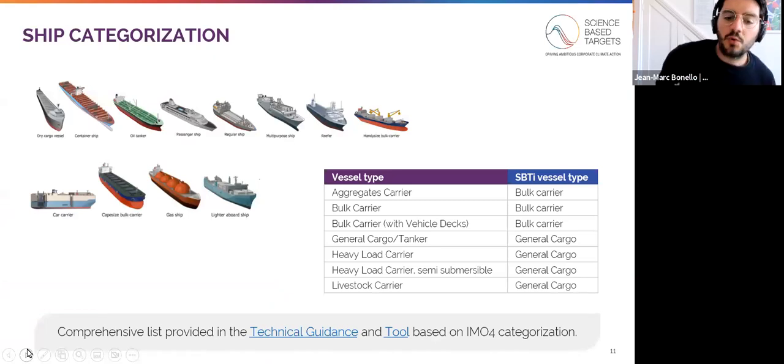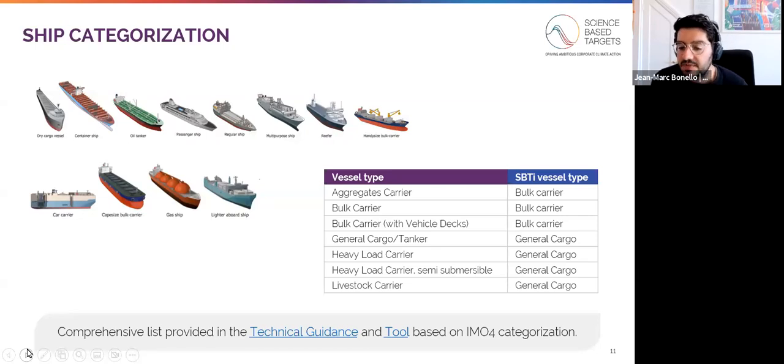We also have had quite a few questions about which vessel categorization or SBTi vessel type my vessel falls under, for example. In order to try to capture as many of these vessels as was done in the fourth greenhouse gas study, there's a comprehensive list in the technical guidance and also the tool itself, where you can see what your vessel is classed as and then the corresponding SBTi vessel type that needs to be used in the tool for target setting, because as we'll show you a bit later on, each vessel type and size has its own pathway.